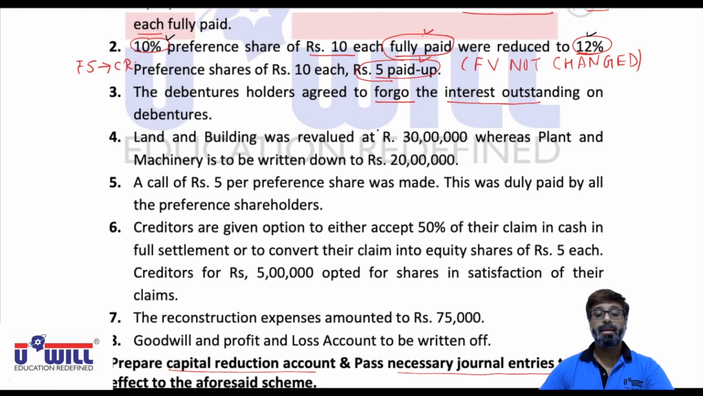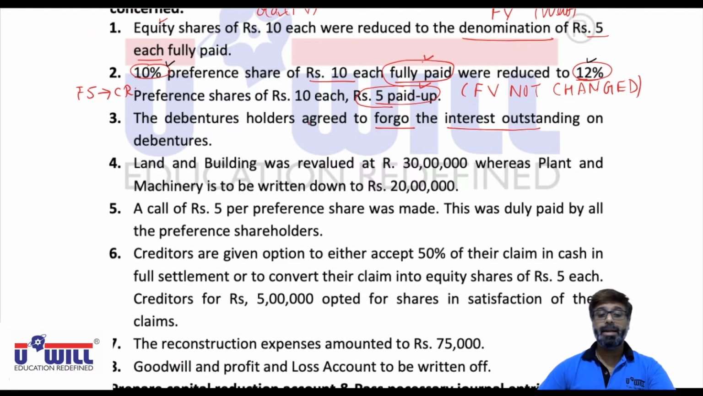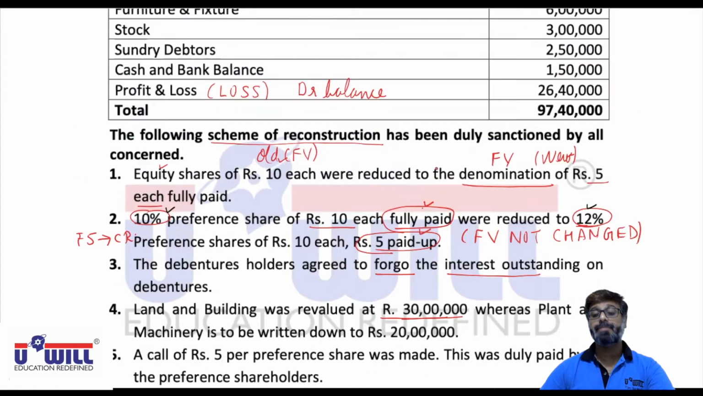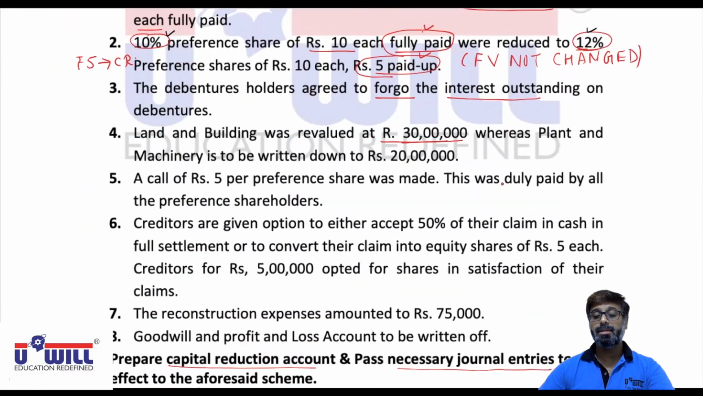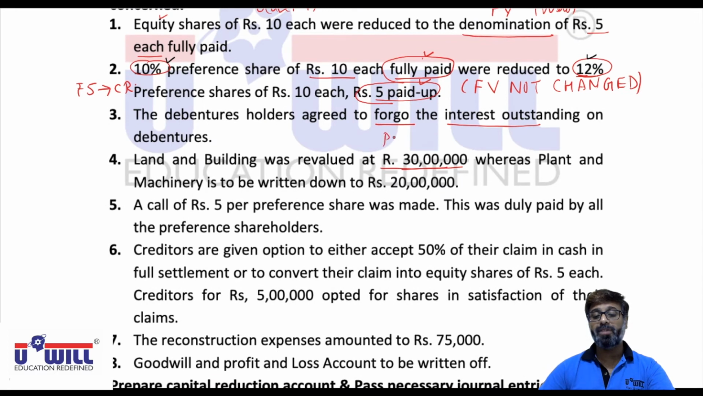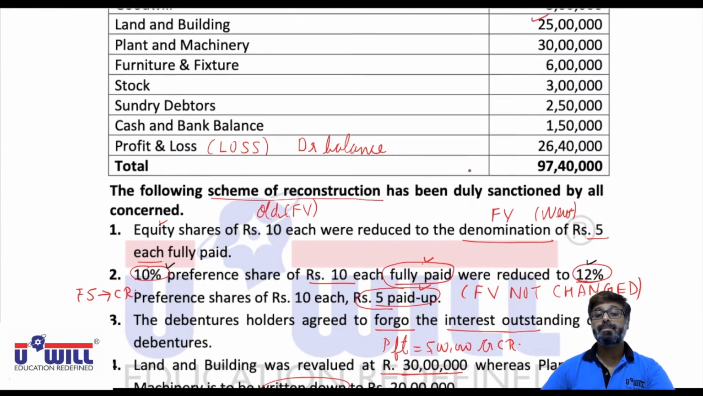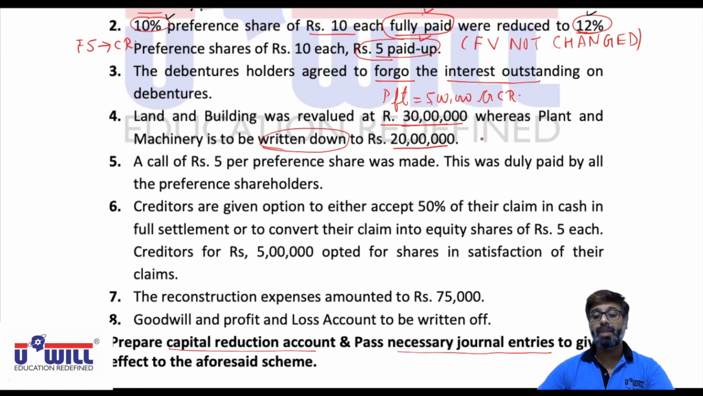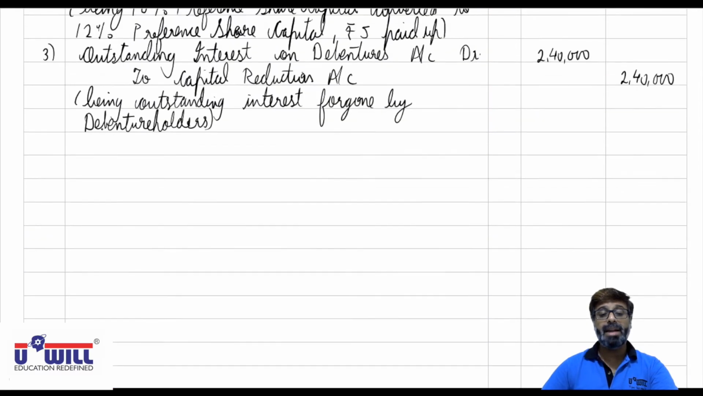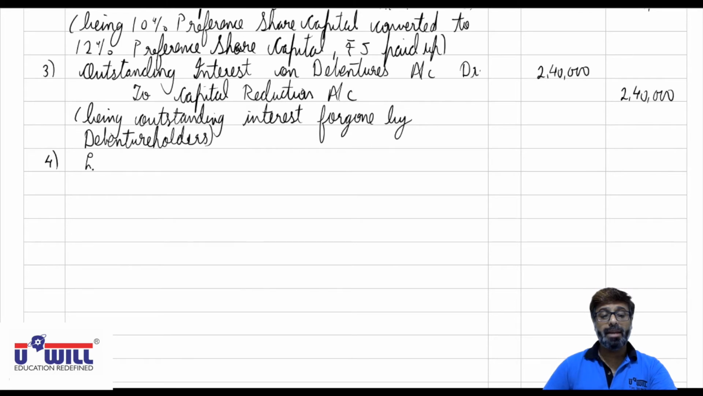Next, land and building were revalued at rupees 30 lakhs. Now, land and building is 25 lakhs, revalued at 30 lakhs. So profit of 5 lakhs will be credited to capital reduction account. Whereas plant and machinery to be written down to 20 lakhs from 30 lakhs, means here we have to utilize capital reduction in writing down the plant and machinery. So two separate entries will come. In case of land and building, the value is going up. So the entry will be land and building account debit.